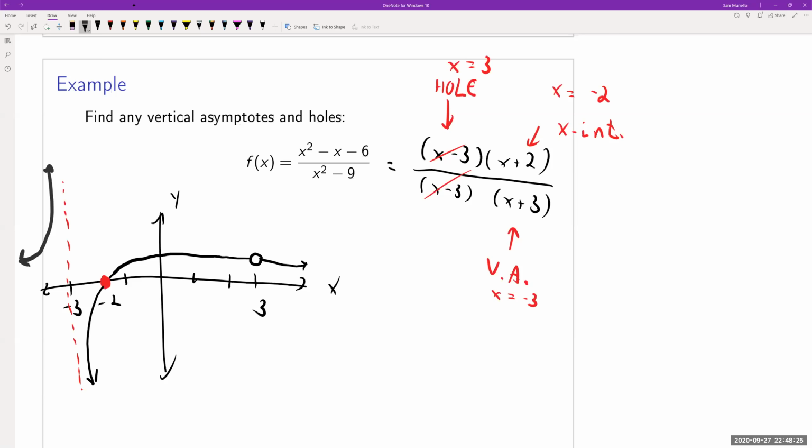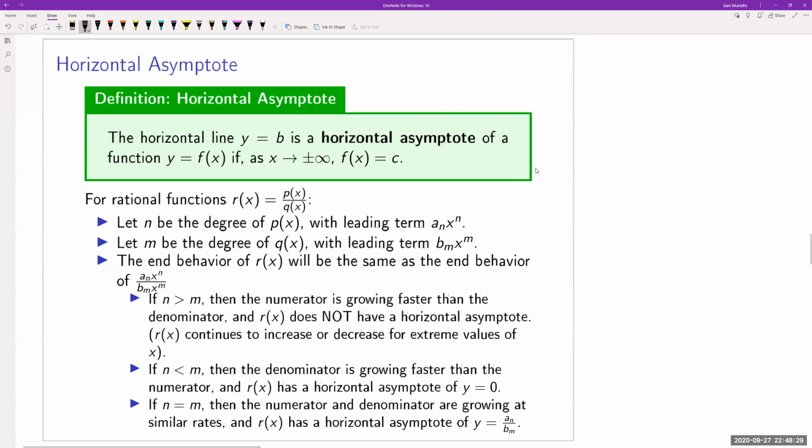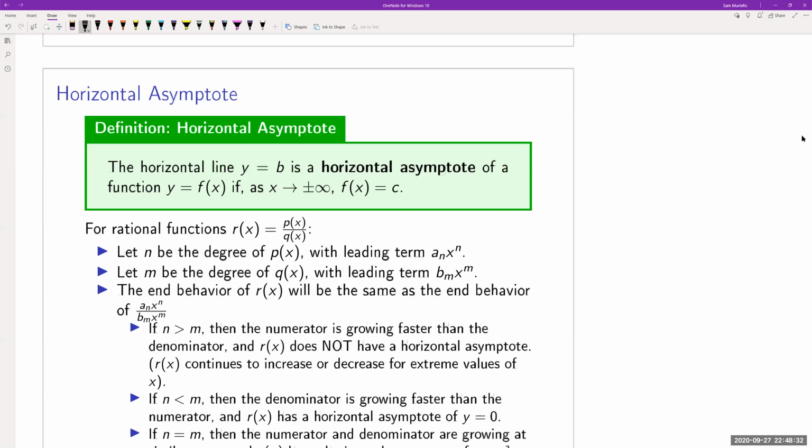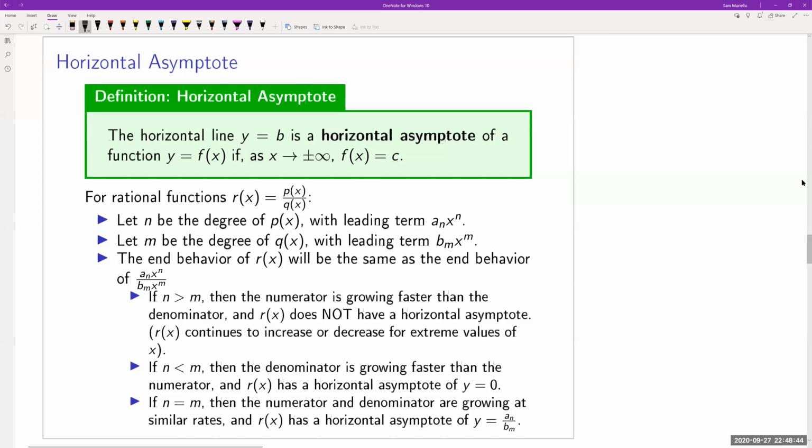We'll next want to focus on horizontal ones. A horizontal asymptote is the opposite idea, where the function is going to be going very large in the x direction, but y approaches a specific number. In this case, I would say that the horizontal asymptote would be the line y equals b. This should be a b here, not a c.